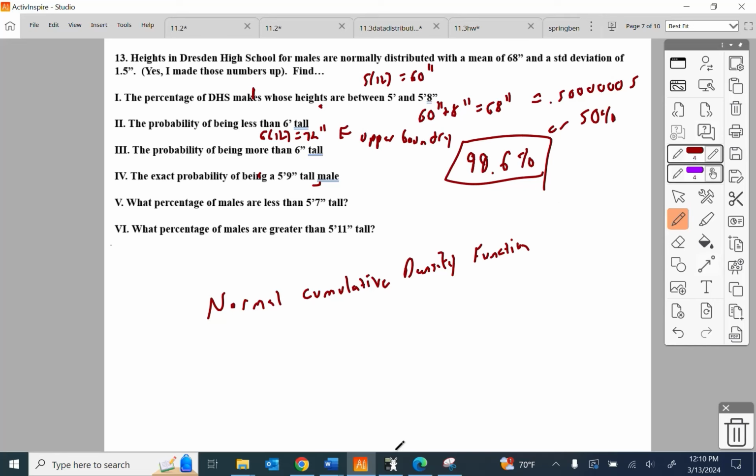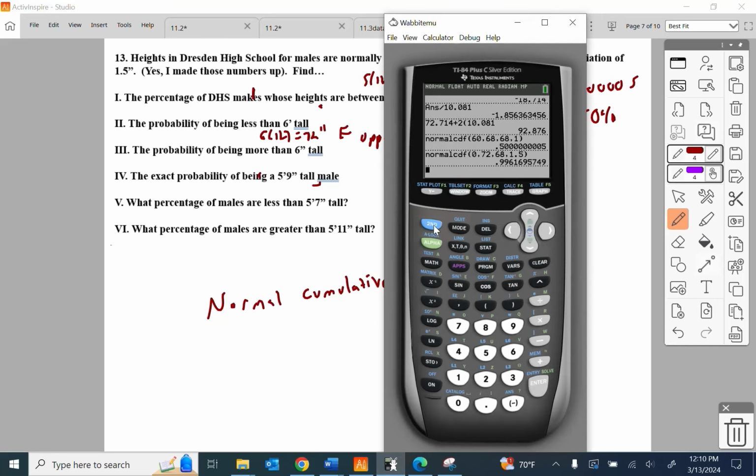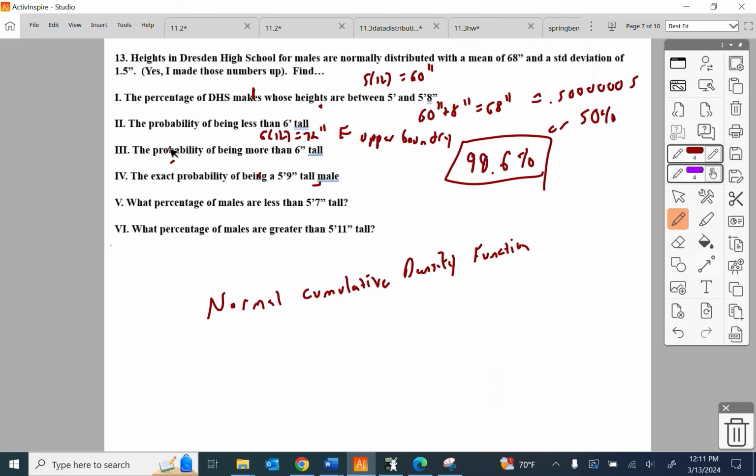Now, I screwed up on number 1 because I forgot to put the standard deviation in there. On number 1, we had what is the probability, the percentage of DHS males who are less than 68. The lower boundary is going to be 0. The upper boundary is 68. The mean is 68. And the standard deviation is 1.5. I didn't do that the first time around. It actually turned out to be the same thing. So, cool. No loss.